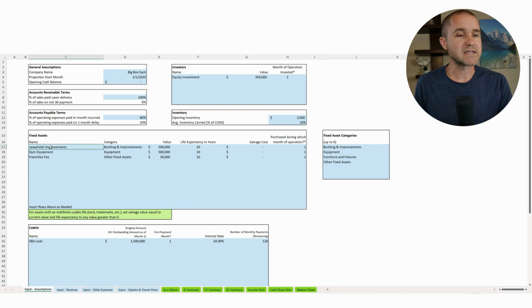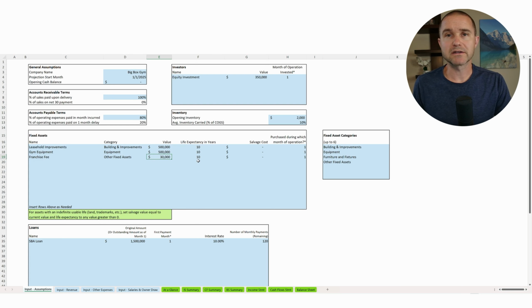Now for fixed assets, this is where we're going to probably spend some money, especially for one of these kind of big box style gyms. You're going to have probably substantial leasehold improvements. So let's say you're renting a space. Let's say you put $500,000 into building out the space and getting it ready, and then another $500,000 in gym equipment. And then maybe if the model you are participating in is a franchise, you may have a franchise fee here as well.